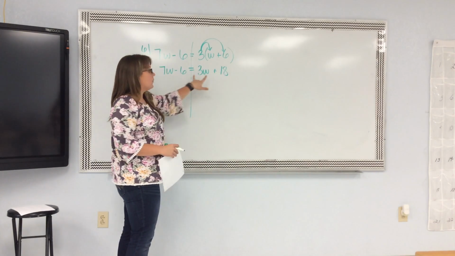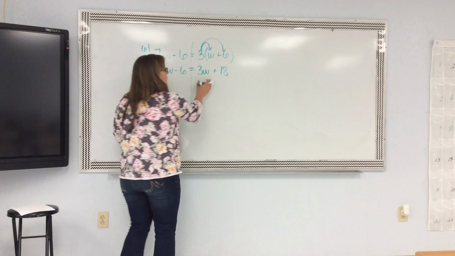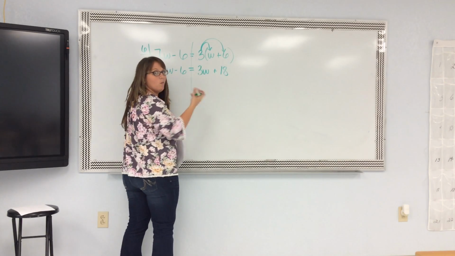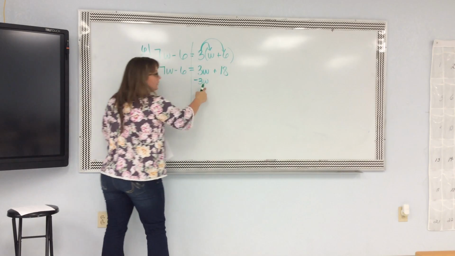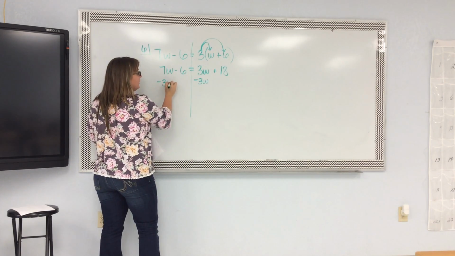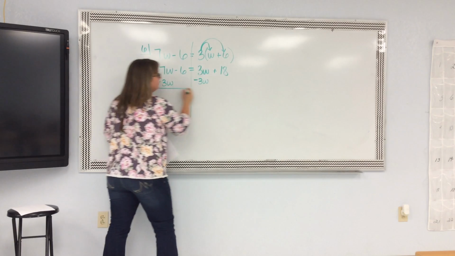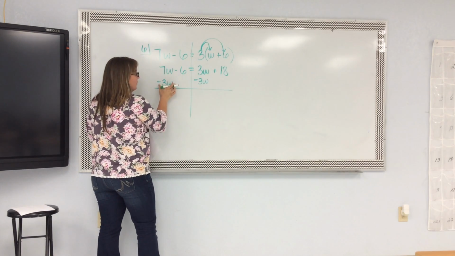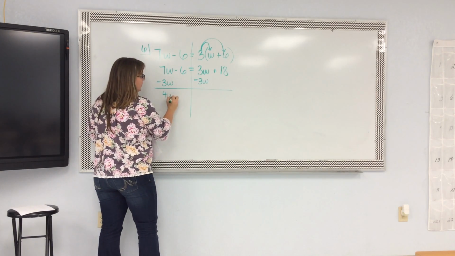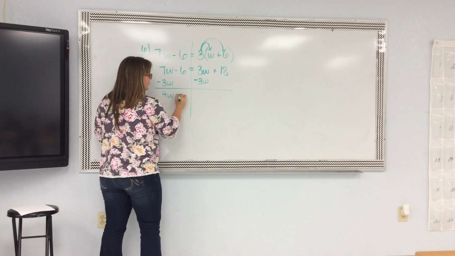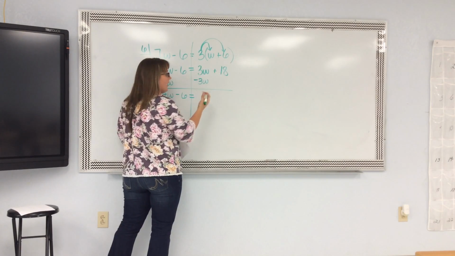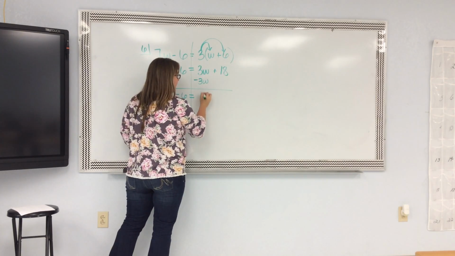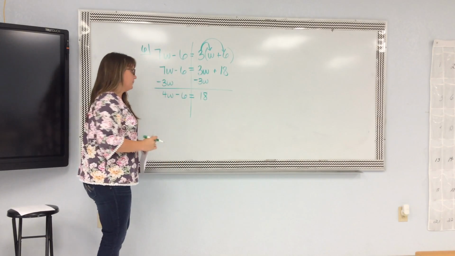I personally like to start with the smallest variable. So between 7w and 3w, 3w is smaller. If I want to take away or get rid of 3w, I subtract 3w. If I do it to one side, I have to do it to the other. 7w minus 3w is 4w. My minus 6 just comes down. 3w minus 3w went away like we wanted it to, and my 18 comes down.